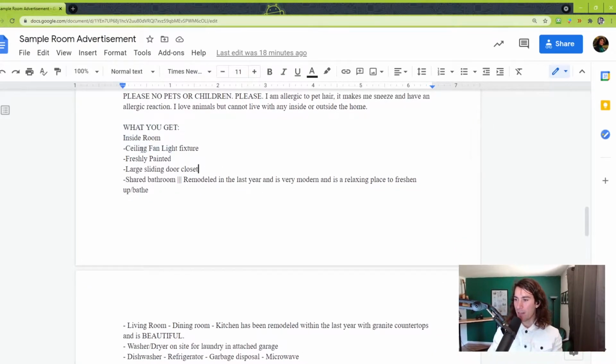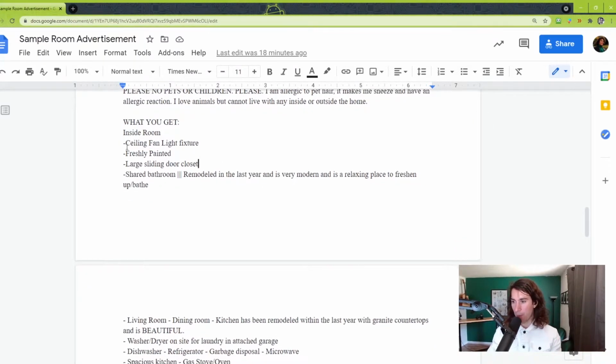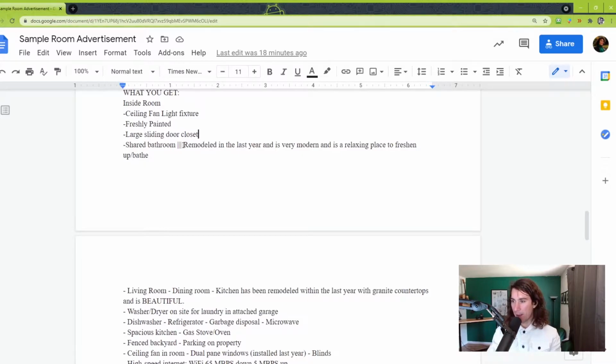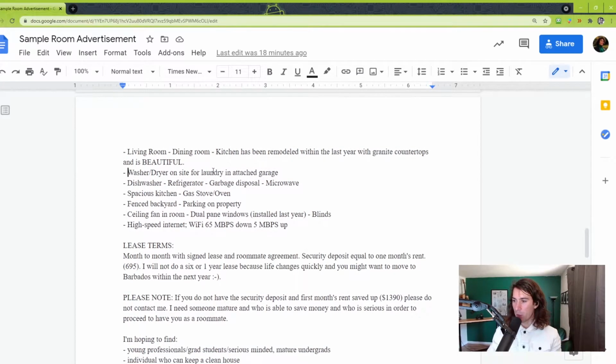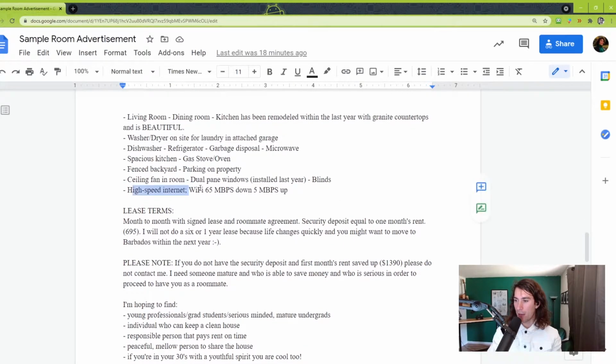Then what you get, obviously, put every single amenity in the room. Every single thing. Everything that's happening. If it was remodeled recently, what else is going on? Washer and dryer, the backyard, internet. This is important. Make sure to tell them the speed. Most people are working from home or doing school from their bedroom nowadays, so make sure to tell them what internet speed you have. If you don't know what internet speed you have, that's okay.